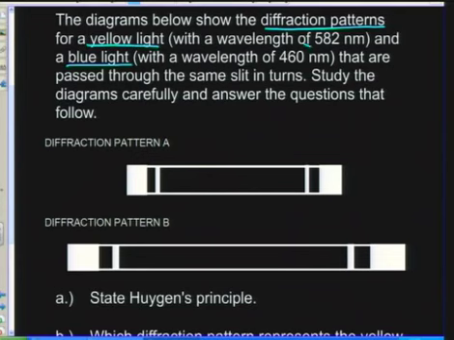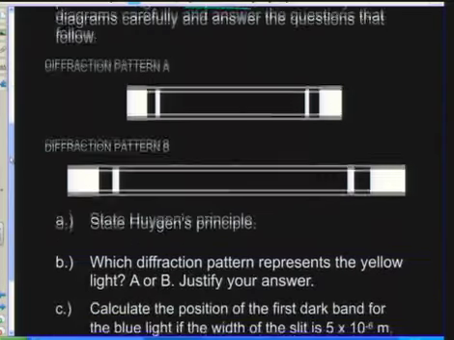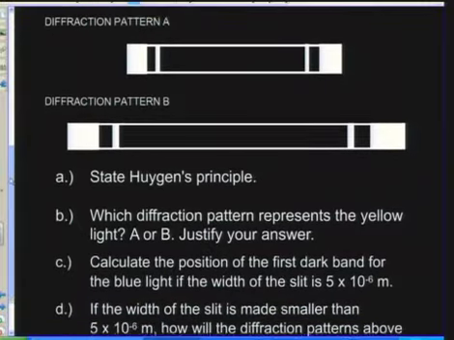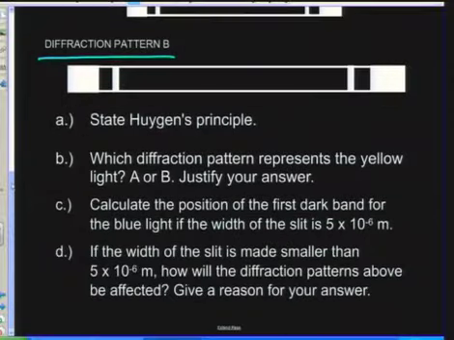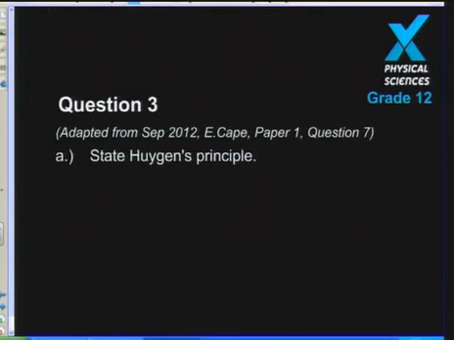Okay, yellow light has a wavelength of 582 nanometers, and the blue one has 460 nanometers. They are both passed through the same slit in turns. Study the diagrams carefully and answer the questions that follow. So we've got diffraction pattern A and diffraction pattern B. Question: state Huygens' principle.